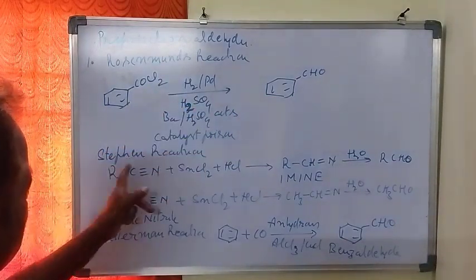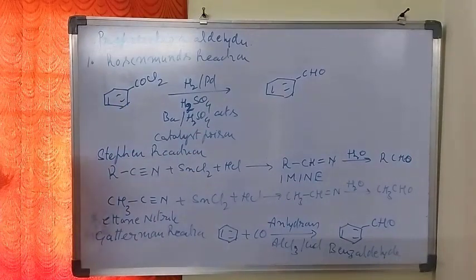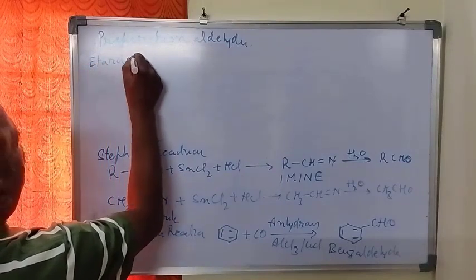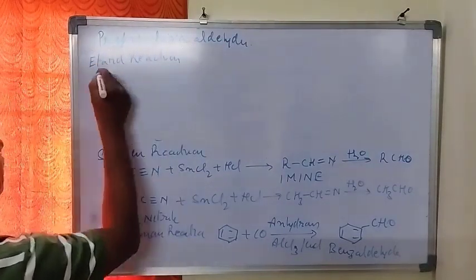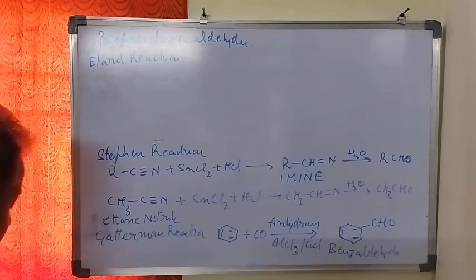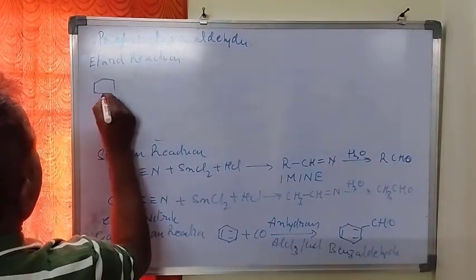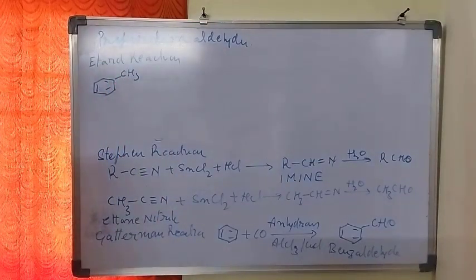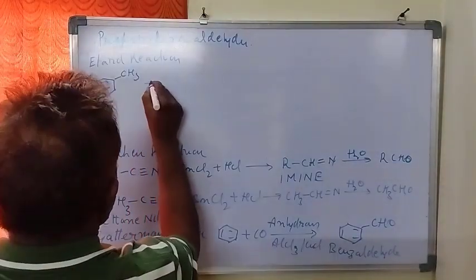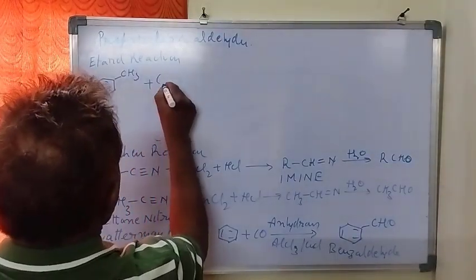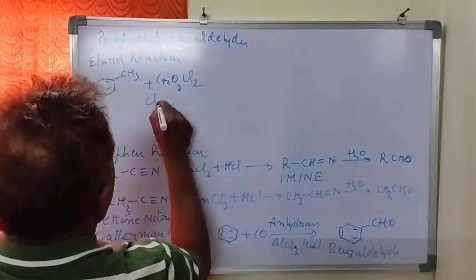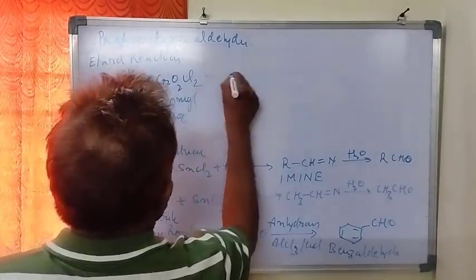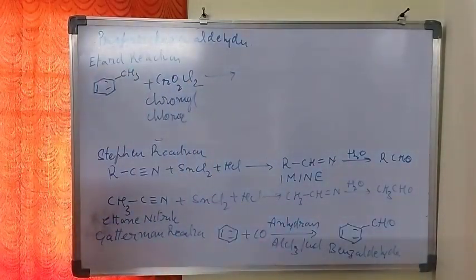So Rosenmund's reaction, Stephen reaction, and Gattermann reaction. And one more reaction is there, that is the Etard reaction. In the Etard reaction, this is an alkyl benzene. Alkyl benzene means maybe methyl benzene, that is toluene, ethyl benzene, etc. So alkyl benzene is treated with chromyl chloride, CrO2Cl2. This is chromyl chloride. We get an intermediate chromyl complex formed.